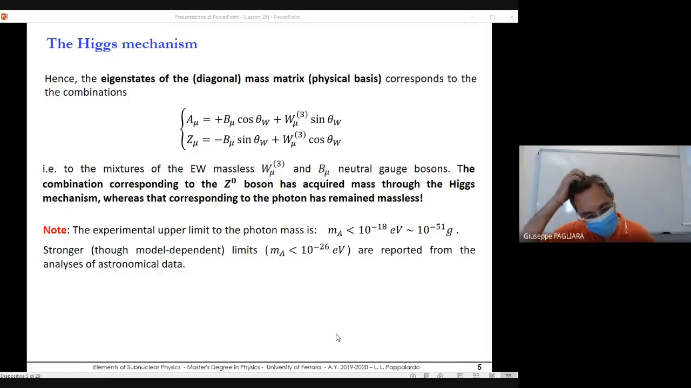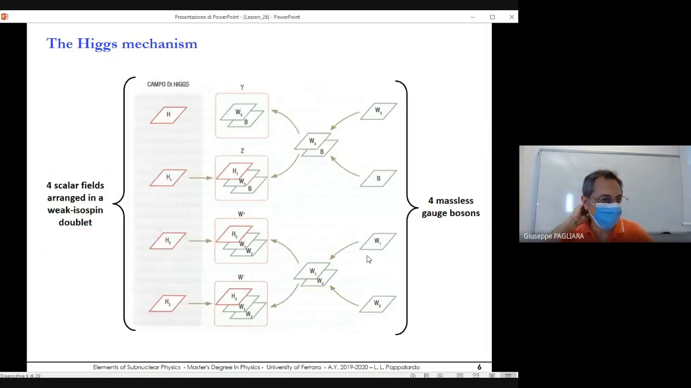Okay, so let's continue. Let's again summarize our main results. So this picture essentially summarizes the whole discussion started yesterday in a bit more realistic way than the one I showed you yesterday. Okay, so we start with four scalar fields. We start with four massless gauge bosons: the W1, 2, and 3, and the B. Okay, and then we have a Higgs field, which is made of 4 degrees of freedom.